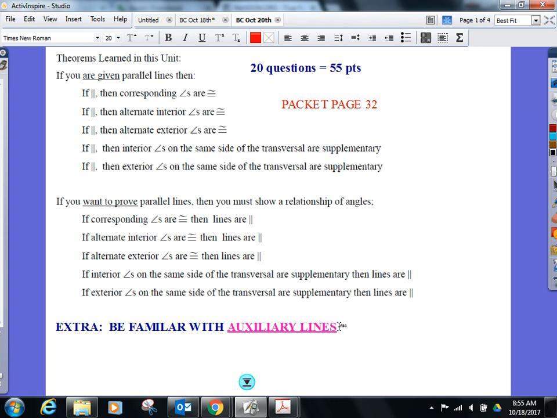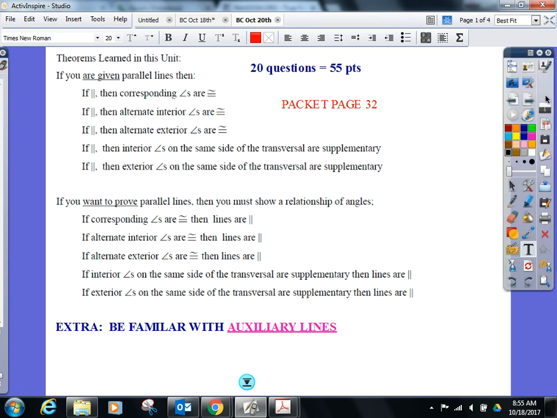So please make sure you go back and take a look at your notes on your own and just review the auxiliary line, because there may be a question tomorrow where you may have to add in your own auxiliary line. So again, packet page 32 covers all the theorems that we would put into our reasons column if we were doing a proof. Or what you can expect tomorrow too is if you're doing an algebra problem and I ask you to explain or justify, these would be your explanations here.